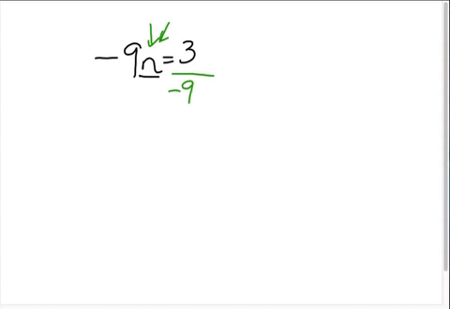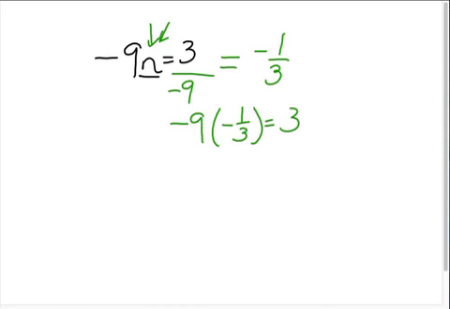3 divided by negative 9 is the right answer, but it's not in lowest terms. So we should reduce that to negative 1/3. Substitute that back in. Does negative 9 times negative 1/3 equal 3? We can see that a negative times a negative does equal a positive, so that's good. And 1/3 times 9 equals 3. We're done.